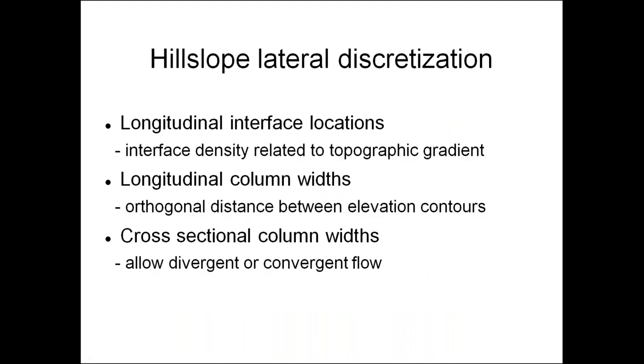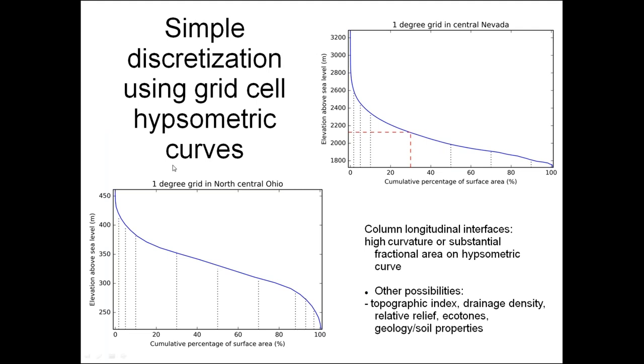So the big challenge for this approach is, how do we decide how many of these columns or units there will be, where they will be delineated in what I call the longitudinal direction, which is moving upslope, and what are the other dimensions of each column that would represent the connectivity between the columns. So these are the longitudinal locations, which would also determine how many columns there are moving upslope. The longitudinal column widths essentially could be thought of as the orthogonal distance between the elevation contours that define the column areas. And then finally, the cross-sectional widths of the columns, which would allow for divergent and convergent flow between columns.